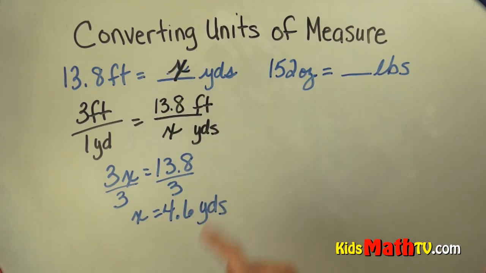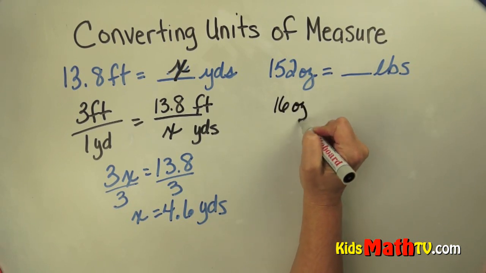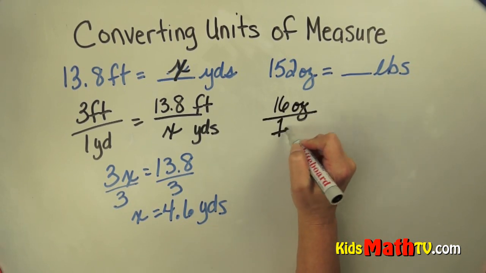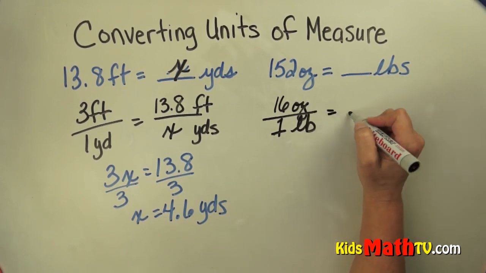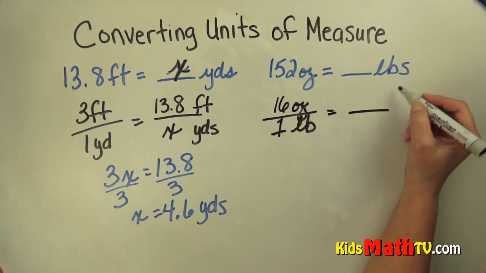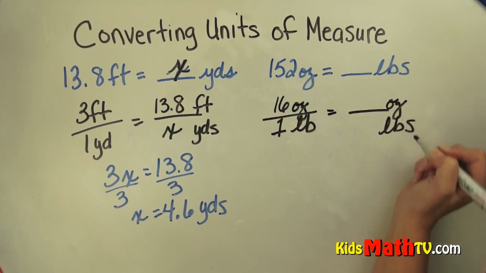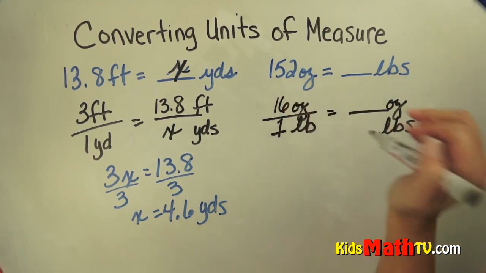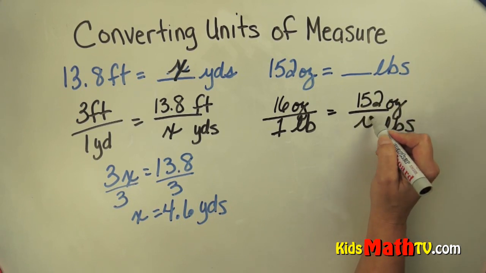How about we start with 152 ounces and we want to know how many pounds that is. So again, I can start off, well, what do I know about ounces and pounds? I know that there are 16 ounces in 1 pound. So I'm going to set up my other part of my proportion the same way. I'm going to have ounces here and pounds here. I know I have 152 ounces, but I don't know how many pounds. I'm going to call that x.